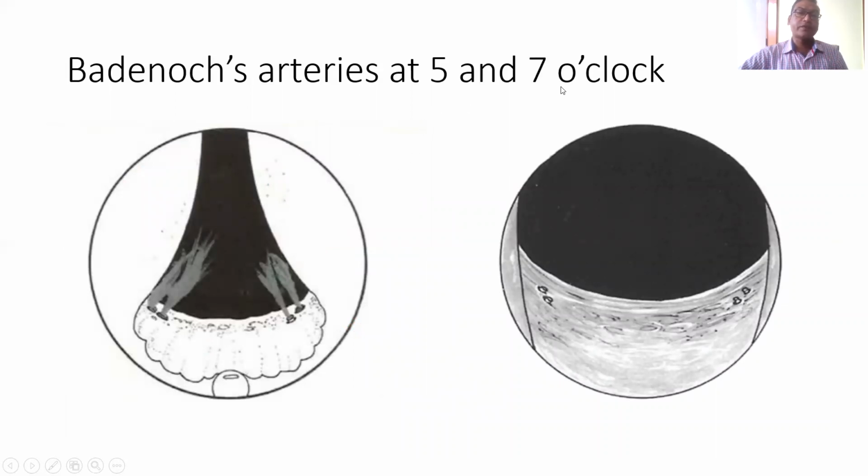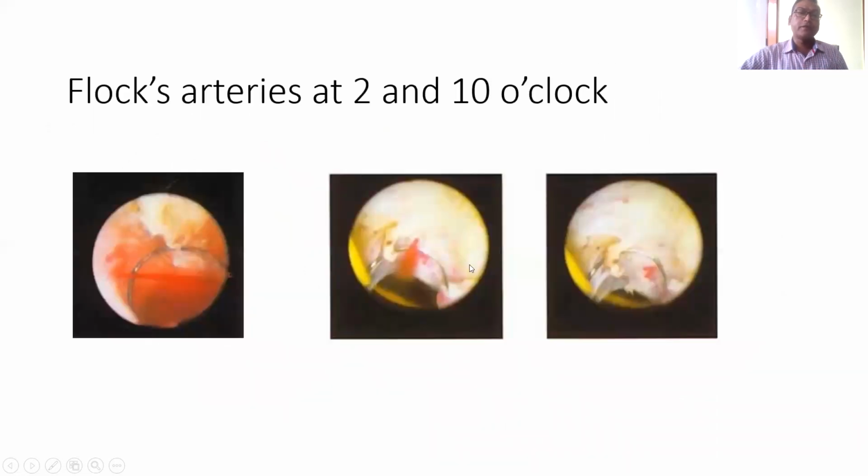Bleeding at the 5 or 7 o'clock may be because of the Badenoch artery. This one, Badenoch artery, 5 and 7 o'clock, coagulated here. And these are the flux artery at 2 or the 10 o'clock position that you encounter during TURP procedures. However, there may be wide variation in their presence and location.